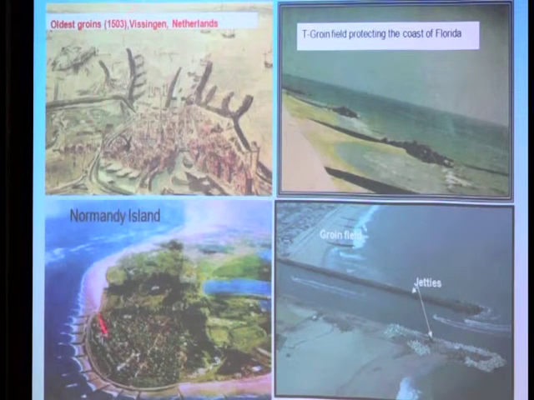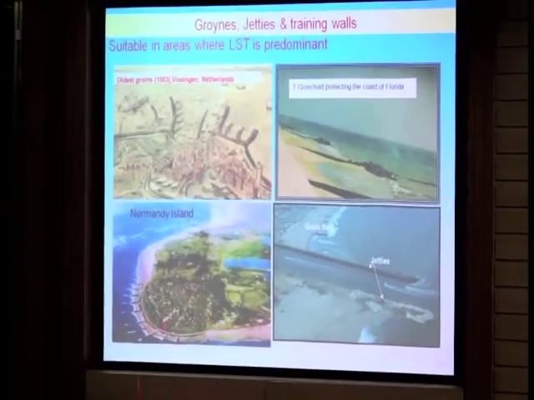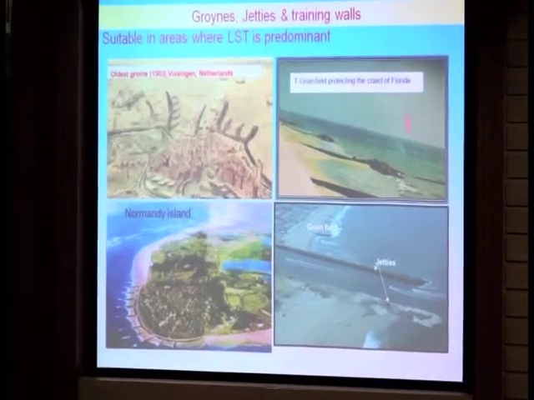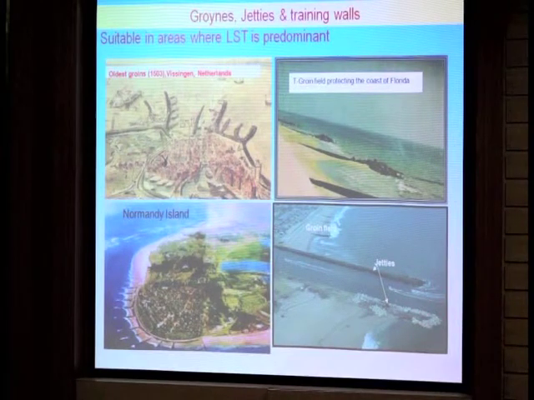So let us look into them one by one. The groins, as I said, there is no innovation here. The oldest groin that exists is from 1503. It is still existing. And some of the groin fields are in Florida protecting the coast. An entire island in northern Germany is protected by them. And then when you have a river opened to the ocean, and ships connecting the harbor and the ocean, this kind of situation is called an approach channel, and the kind of structures we have are referred to as jetties.